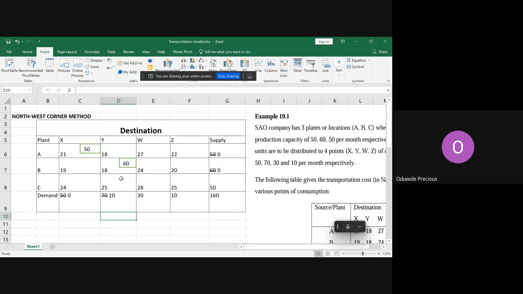So you start from this place again. They only need 10 now, but you have 50 supplies. So you now give them 10 out of the 50 supplies. So if you give them 10 out of 50, it will remain 40 in your supply. Then you will now cancel this out also and bring 10.